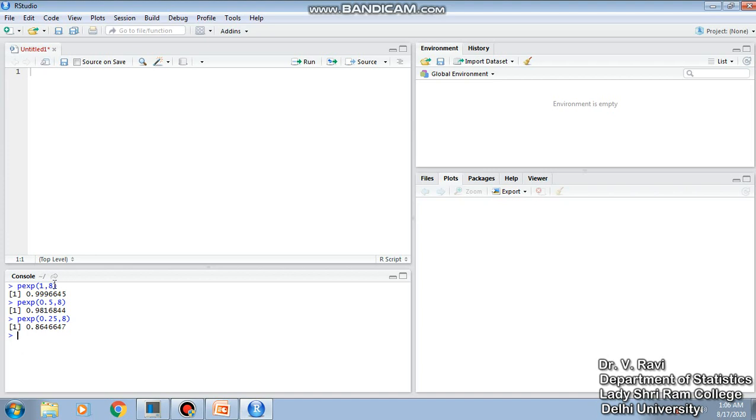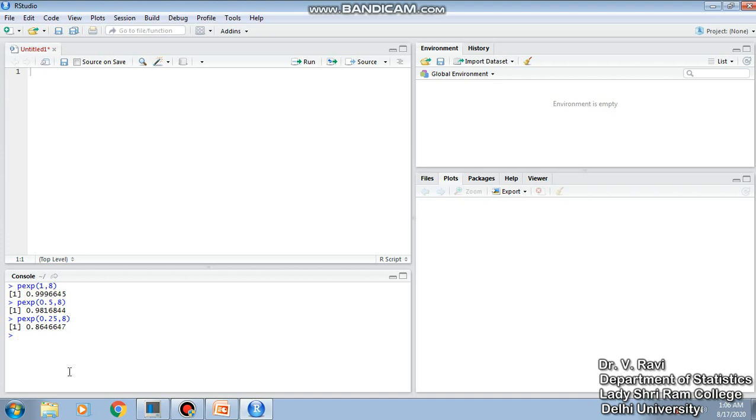If you see very carefully, the second argument of all these functions is the parameter of the exponential distribution, which is the rate. It is not the mean, it is the rate. Rate is the inverse of the mean. If the mean was 1 by lambda, rate is lambda. If the mean is lambda, then the rate is 1 by lambda. So therefore, the parameter here in R is the rate and it's not the mean.